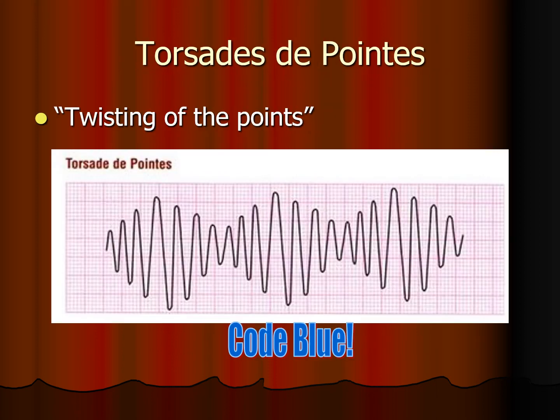Torsades de pointes, or twisting of the points, is regular. If you were to judge the distance, it's regular, but the amplitude, how high up they go, changes. And it looks like you're actually twisting it on itself, almost like a DNA molecule. And this is a type of V-tach. The only times I've ever seen this is with alcoholics. It's usually low magnesium.